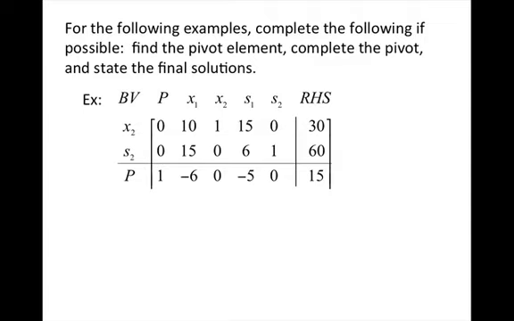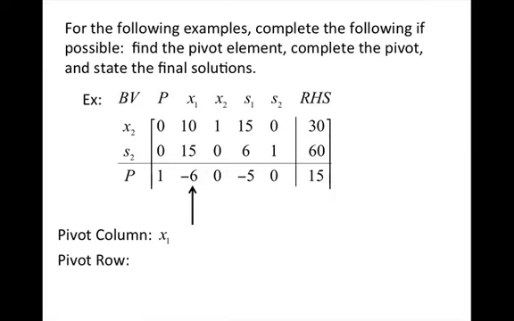I want to find the pivot element. I always find the pivot column first. So look at your last row for the negative numbers. I have a negative 6 and a negative 5. The smallest one is the negative 6. So my pivot column is my x1 column.